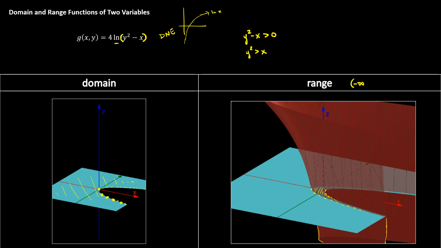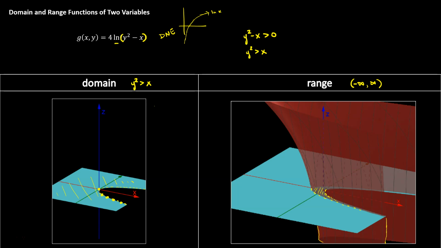And as far as how large it can get, we know that the natural log function continues up indefinitely, so we know that we can get all the way up to positive infinity as well. And for our domain, we'll just copy down that inequality, y squared needs to be greater than x.